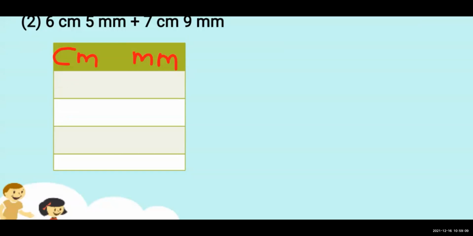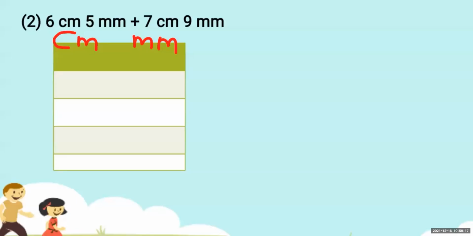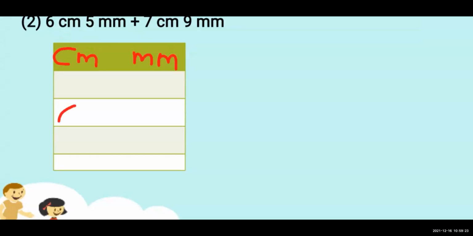Swara, I have unmuted you. Okay, now you tell me what I will write after leaving the box. 6 in the centimeter column. Then 5 in the millimeter column. Okay, very good. Mute yourself. Next is Adarsh.